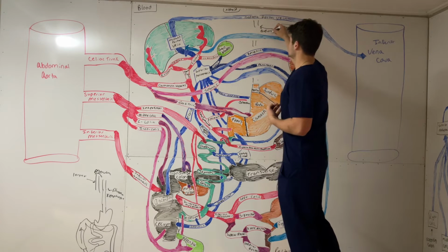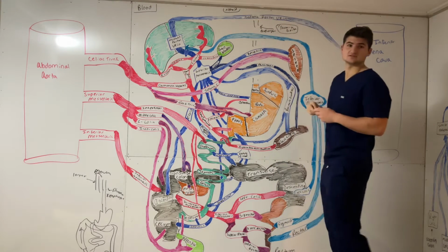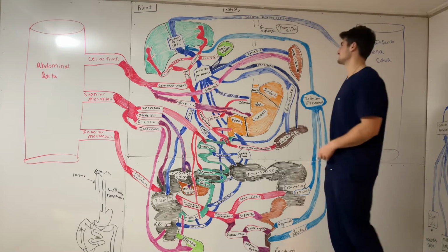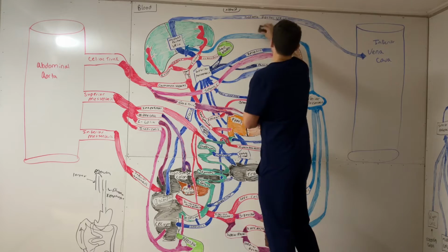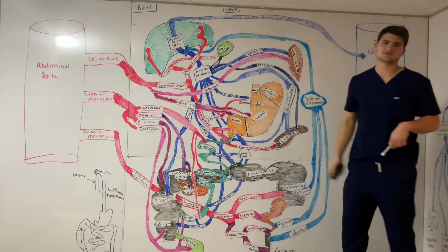Chris, do you know it? No? Esophageal. It's the esophageal artery. Okay. The esophageal artery is the one that's coming off the thoracic aorta.